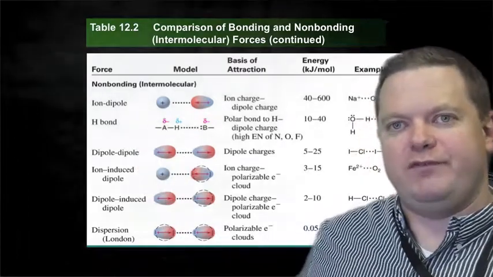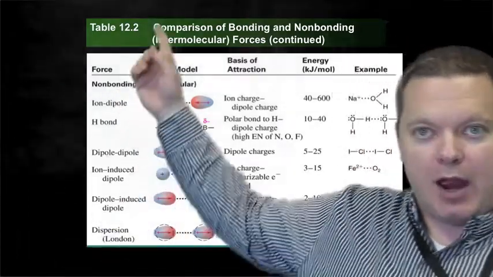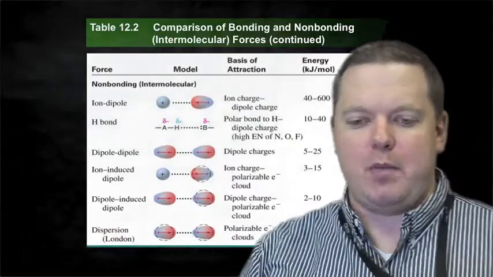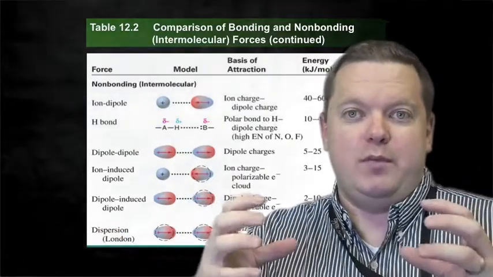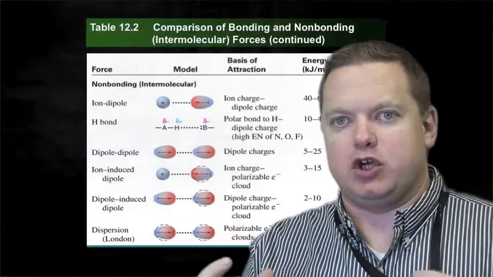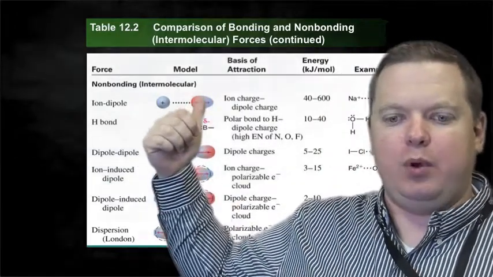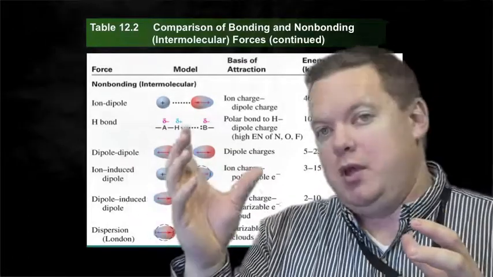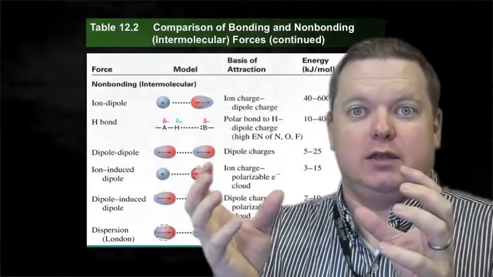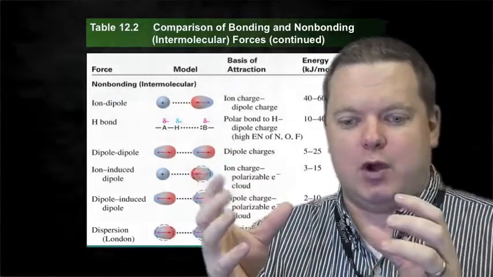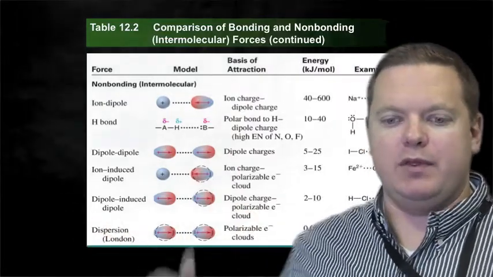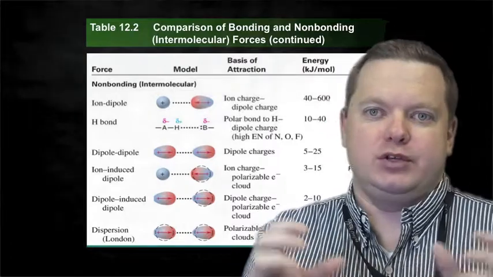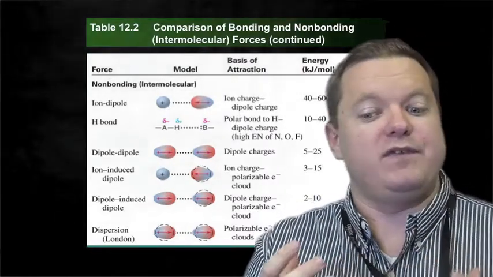Again, this shows the strength. The highest interactions are on top, the weakest interactions here on the bottom, as we would expect from the severity of the charge. For the ion-dipole interaction, we have a positive or negative charge and a partial positive or negative charge interacting. We would expect that to be fairly strong. Down here at the bottom, in London dispersion forces, we have this temporary situation where they're attracted to each other. Should be fairly weak.